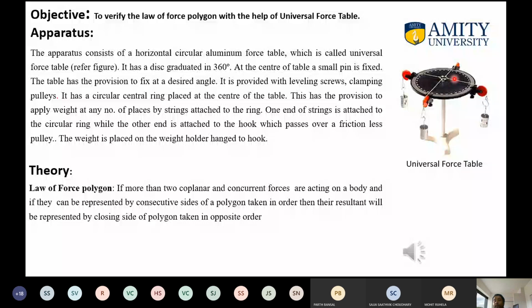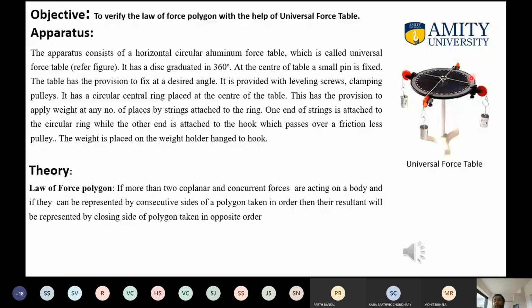This is the first part you have to do. And after that, what you have to do? Let us say take this weight as A, take this as B, this as C, and this as D. In the case of our practical, we have 5 different pulleys.